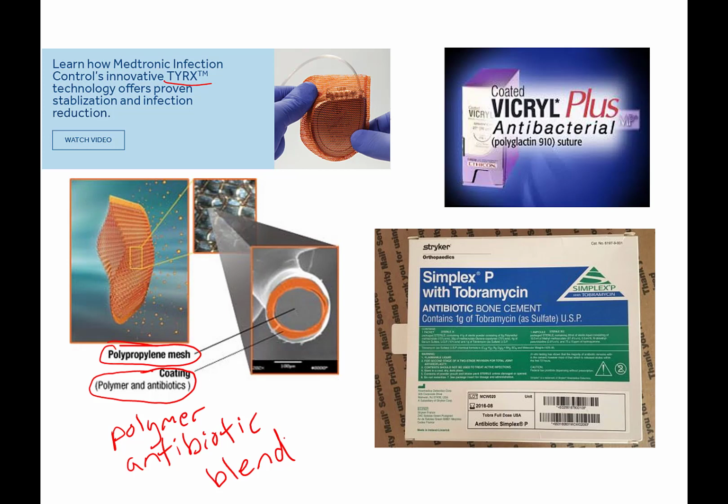The other 2 examples on this slide are similar. So up at the top, we have these Vicryl sutures. So these are polygalactin based. So that is PLGA, of course. And so that has an antibiotic blended in with it. And in some cases, they coat it on the outside as well. And then the last one is the Simplex P. So this is a bone cement. And again, it's mixed with an antibiotic. So the antibiotic here is tobramycin. And you can see here it contains 1 gram of tobramycin.